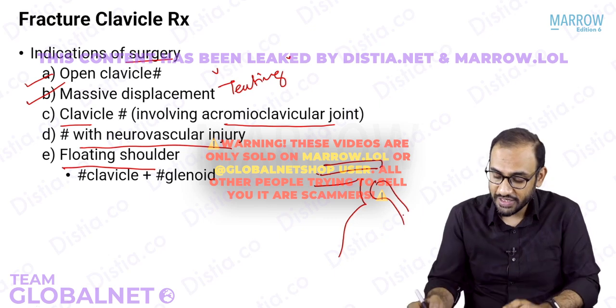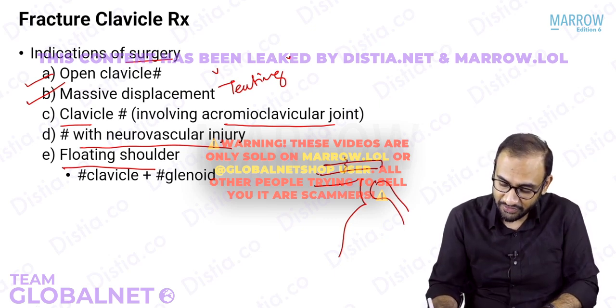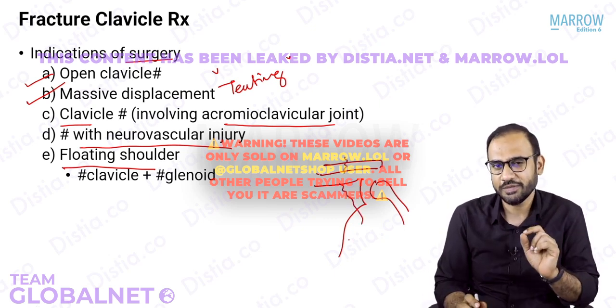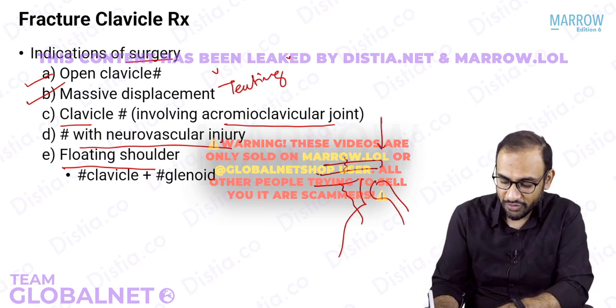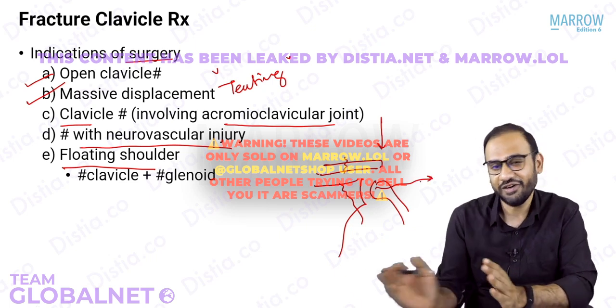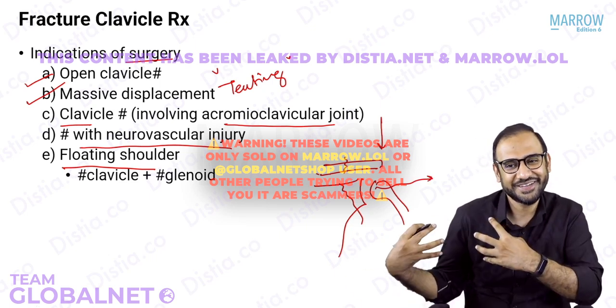The floating shoulder is basically a fracture of the clavicle and the fracture of the glenoid. Now, can you imagine what happens when there is a fracture of glenoid and clavicle? This whole segment of the shoulder will be freed away from the body. It will be freed away.